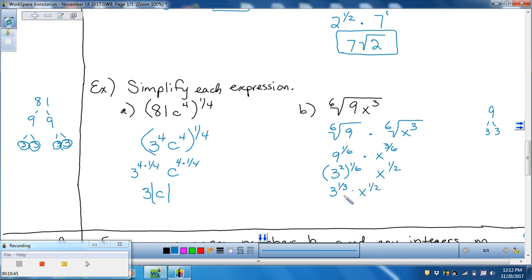So finally, I can finish writing these back in radical format. 3 to the 1/3 is the same as the cube root of 3 times x to the 1/2 is the same as the square root of x. Go ahead and pause and finish copying these 2 examples.